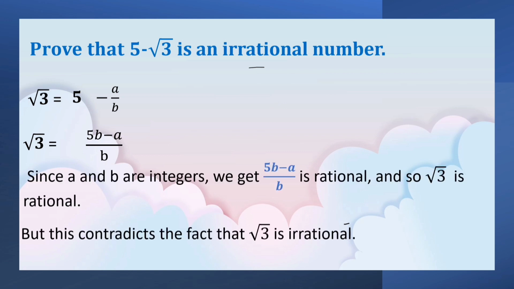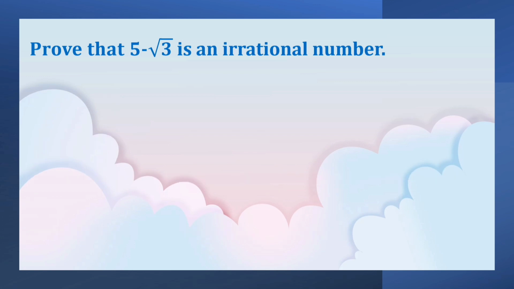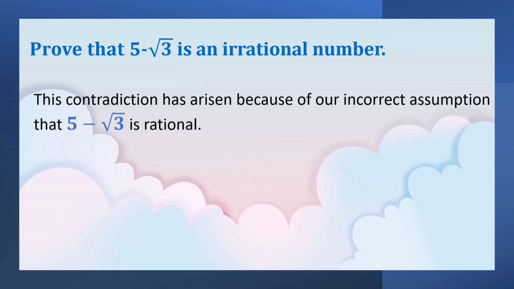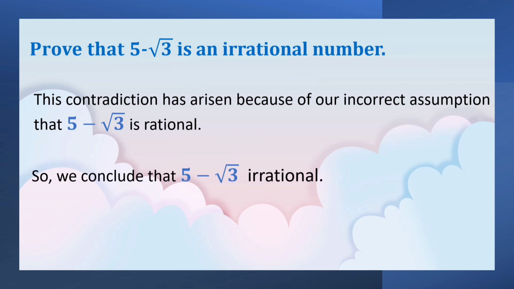Since a and b are integers, we get 5b minus a by b is rational. So root 3 is also rational. If this side is a rational number, this side is also a rational number. But this contradicts the fact that root 3 is an irrational number. We already know it. This contradiction has arisen because of our incorrect assumption that 5 minus root 3 is a rational number. So, we conclude that 5 minus root 3 is an irrational number.